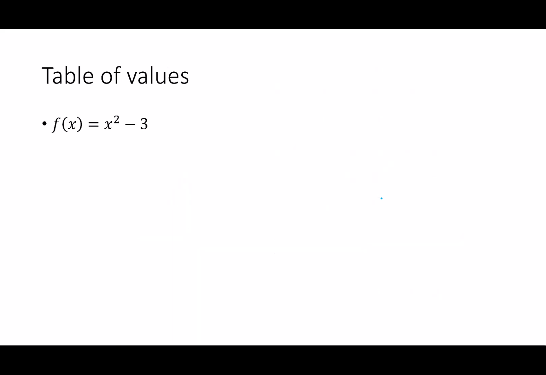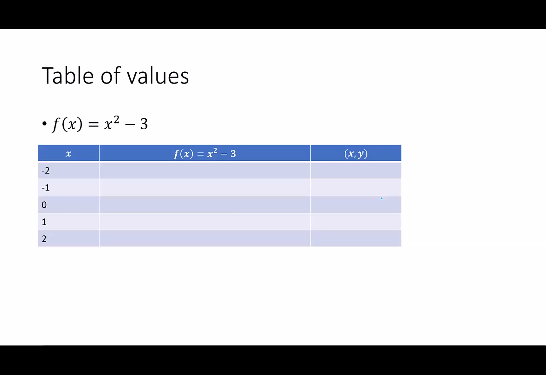Let's graph f(x) = x² - 3. Again, I'll make a table of values. This time I'm using x values -2, -1, 0, 1, and 2. f(-2) will be (-2)² - 3. That's 4 minus 3, which is 1. That gives me the point (-2, 1). f(-1) is (-1)² - 3. 1 minus 3 is -2, so I have the point (-1, -2).